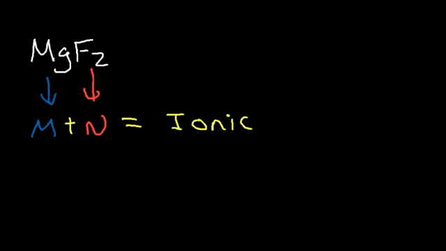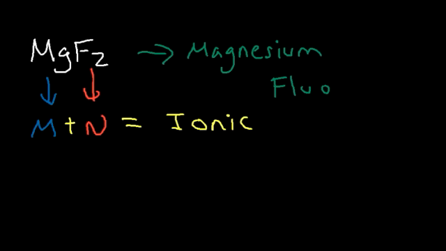So we won't use the prefixes mono, di, tri, or tetra. We won't say this compound is magnesium difluoride. That won't be correct. Rather, the correct name is magnesium fluoride. The first element, you just write its name, and for the second element, you add the ending -ide. Make sure you know your polyatomic ions, by the way, because if it's polyatomic, it could have the ending -ite or -ate. So make sure you review that.